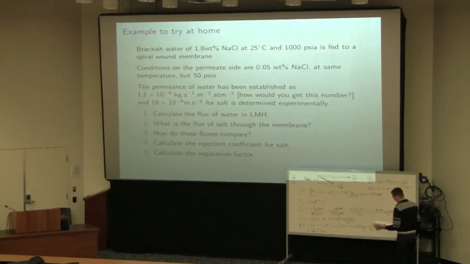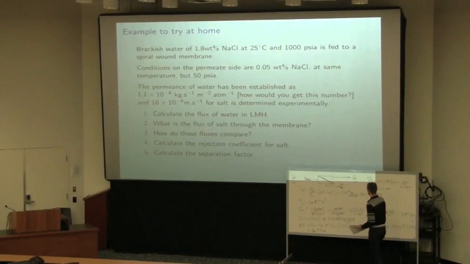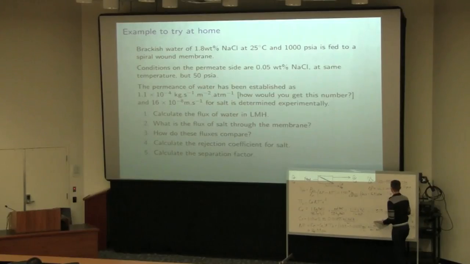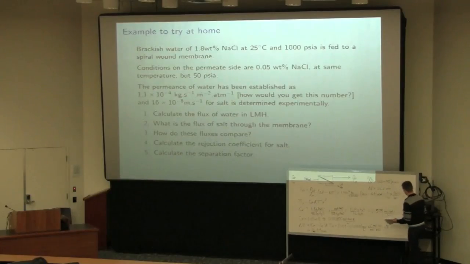But we're after that actually in LMH, so let's convert to LMH. LMH is liters per meter squared per hour. We've already got meters squared, so we need to take care of kilograms per second. That's straightforward. Water is 1 kilogram per liter, and there are 3,600 seconds per hour. That gets you 19.7 liters per meter squared per hour. What is that?